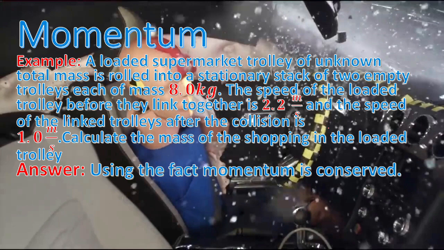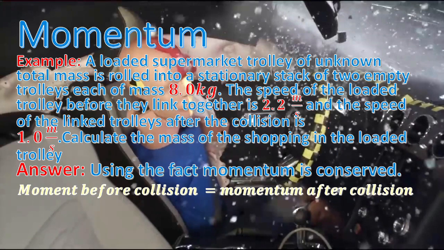For the answer, you need to use the fact that momentum is conserved. Therefore, momentum before collision equals momentum after collision. So how are we going to answer that? First, the momentum before collision. We are asked for the mass of the shopping, the supplies that were put in one of the trolleys before it is pushed towards the stationary trolleys.